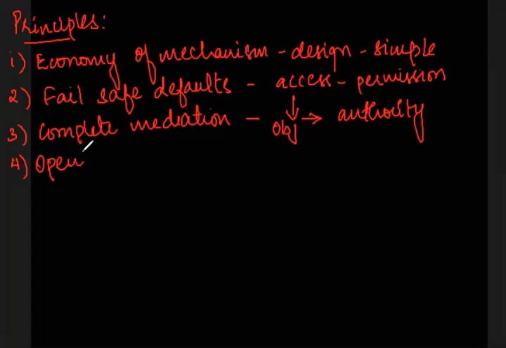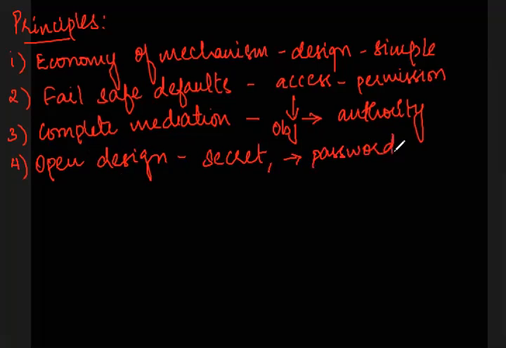Then the fourth one is open design. Now this open design means the design should not be kept secret. Design should not be kept secret, but the design needs to be dependent upon who is given access, or password protection that you can give, but it should not be kept secret. What is being built, you need to keep it open, but if you want to safeguard your files, you can give them password protection.